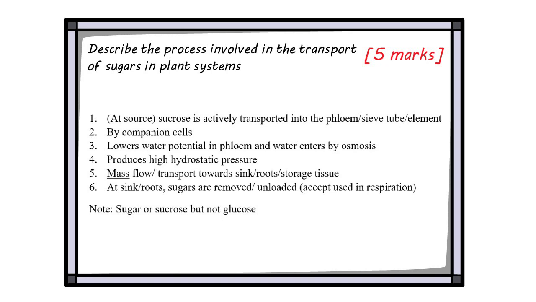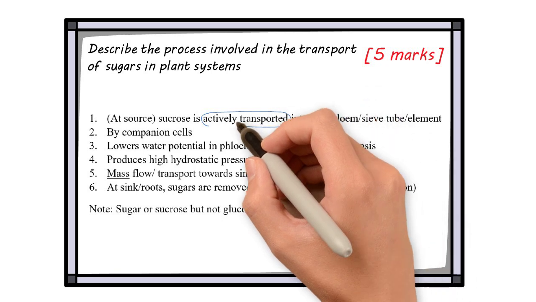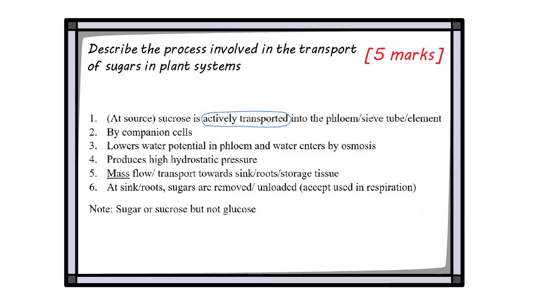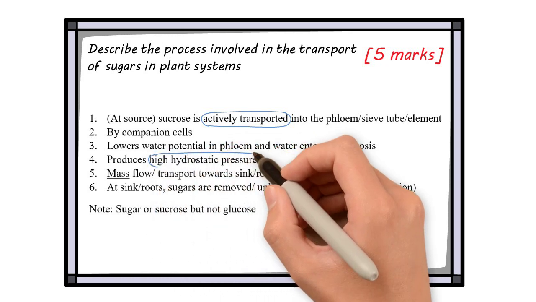So at the source of these photosynthesizing cells with chloroplasts, sucrose is actively transported into the phloem or sieve tube or element. So they're allowing you to have any of those. And then it goes on to say that this is done via companion cells. Note here that you don't have to specify that the initial process is facilitated diffusion, but I do think it's worth knowing just to help your understanding. This then lowers the water potential in the phloem and water enters by osmosis from the xylem, as we know. This produces high hydrostatic pressure.